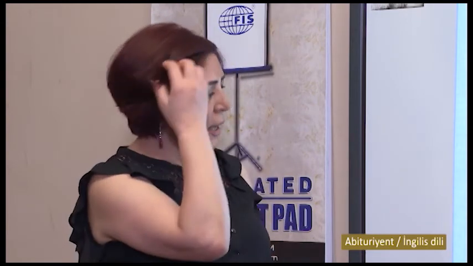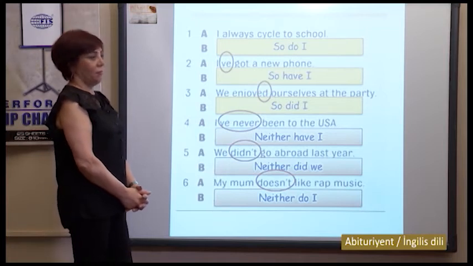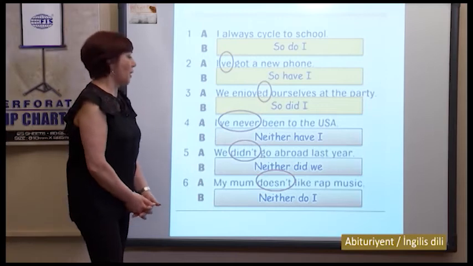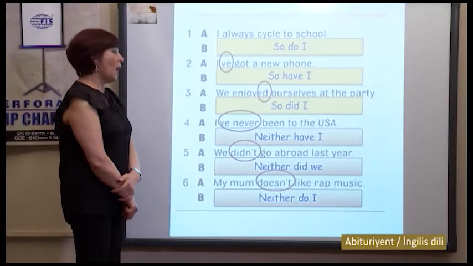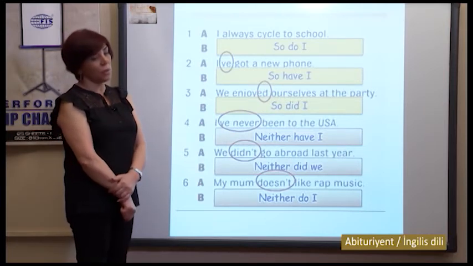Now, what about negative? The negative sentence is true for you or for someone. A says, I have never been to the USA. And B says, neither have I. Never is in the negative meaning, and B says, neither have I, but not so have I, or I have never been to the USA either, or me neither.